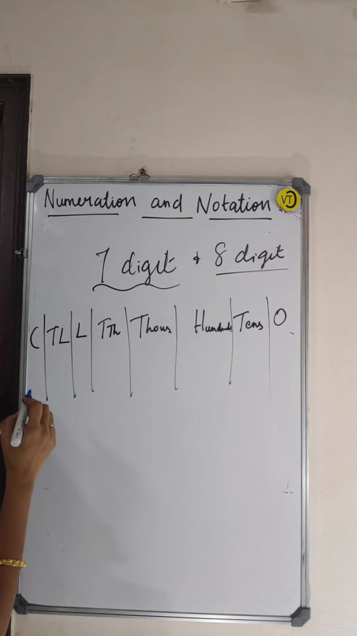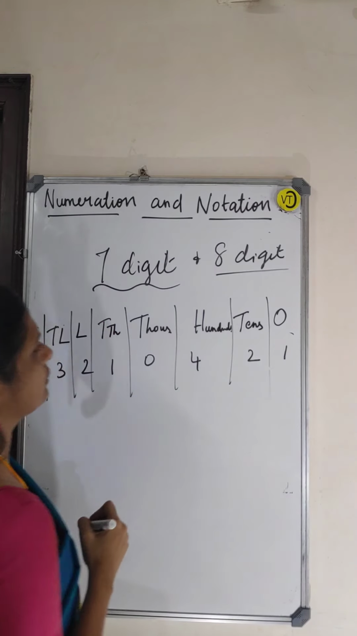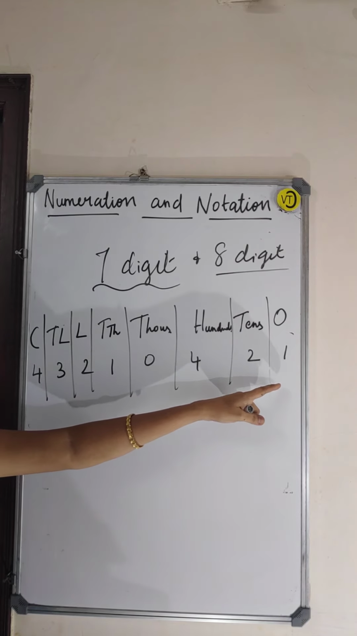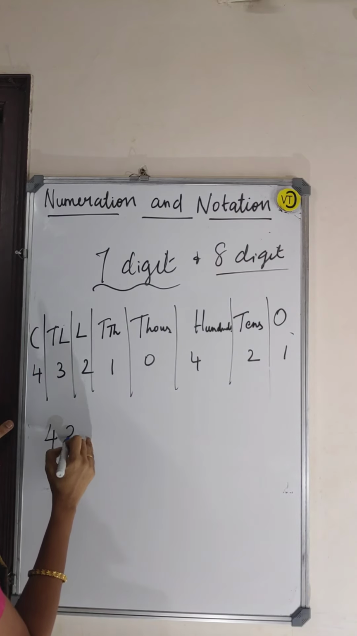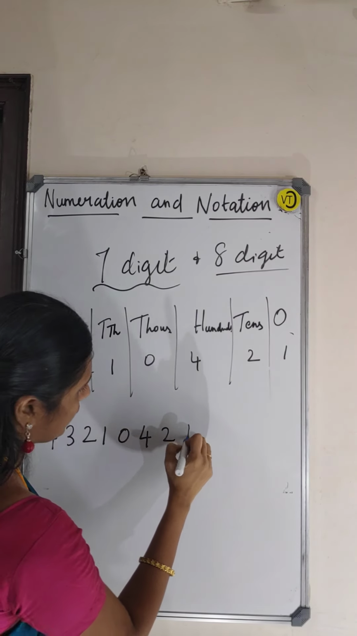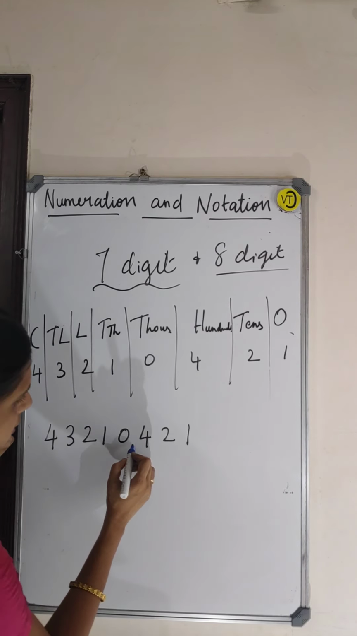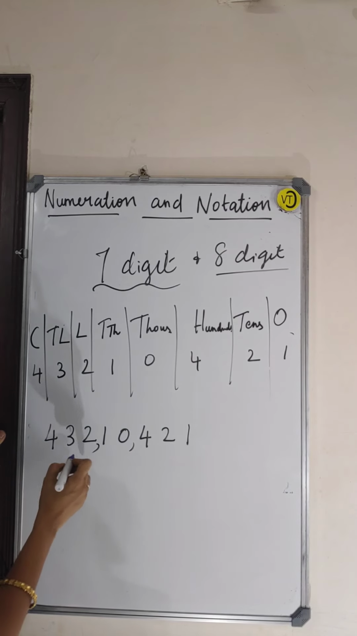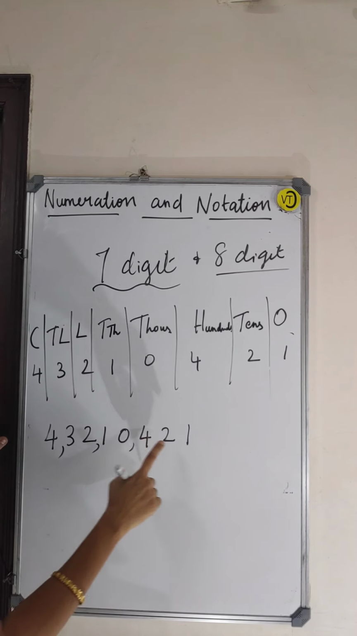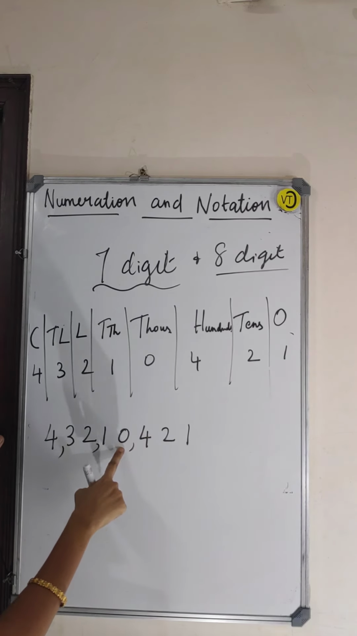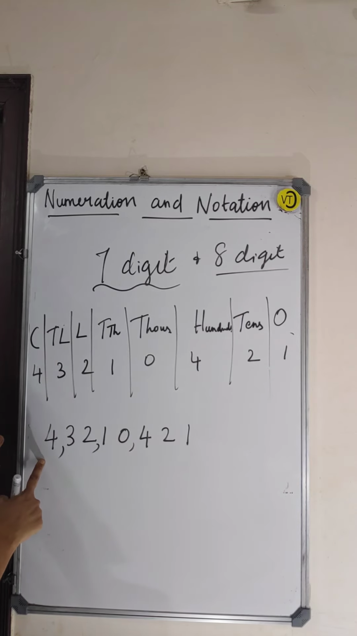Now I can represent 4, 3, 2, 1, 0, 4, 2, 1. How can I read this number? I told you, group it. 4, 3, 2, 1, 0. I am writing down the same number again, an 8 digit number. So first of all, here 3, here 2. How can I represent the number? Ones, tens, hundreds, thousands, 10,000s, lakhs, 10 lakhs, crores.